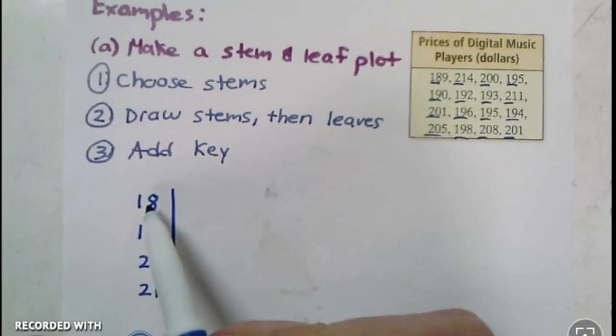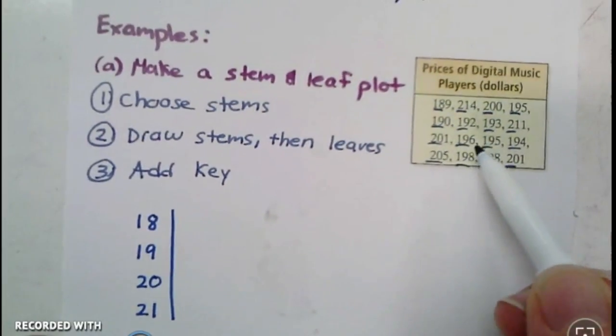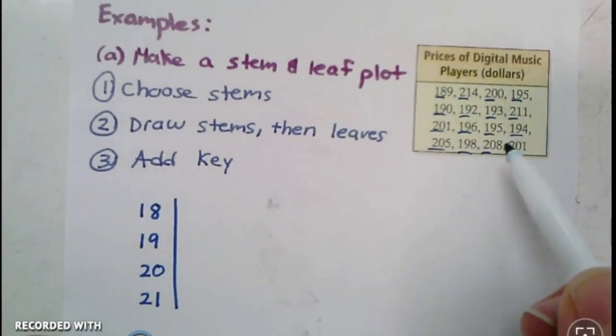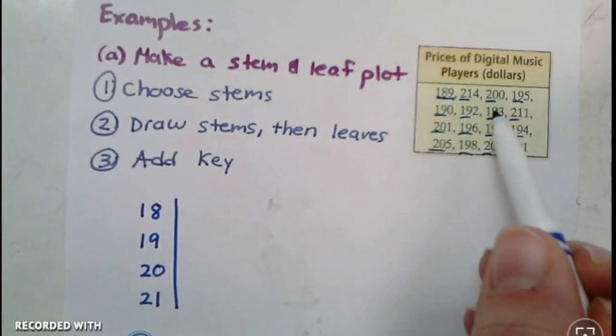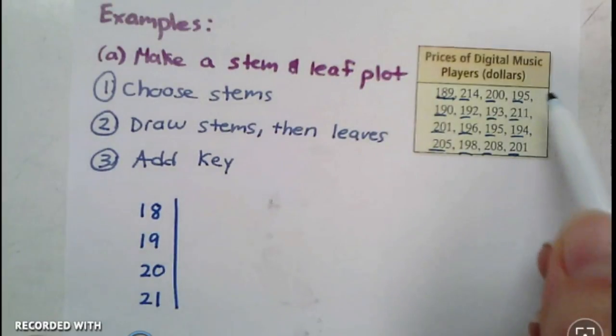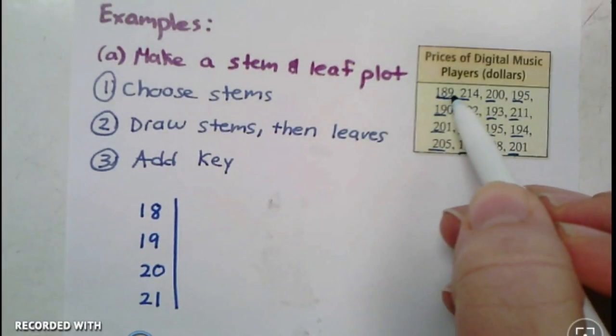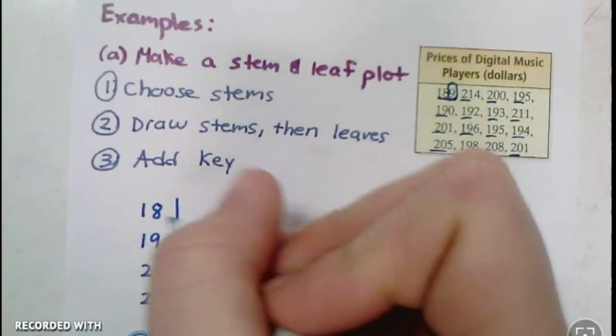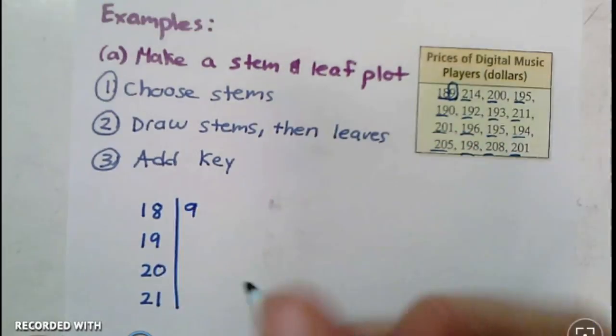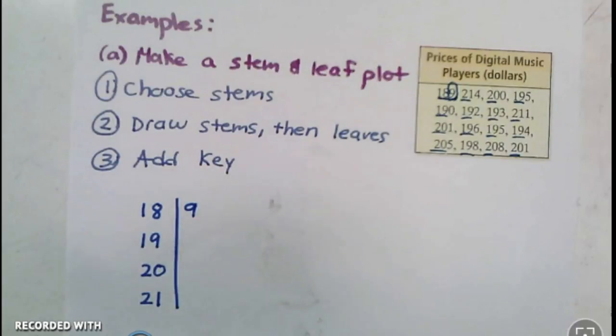I'm going to start with 18. I'm going to look for any numbers up here that have a stem of 18. And I got this one. Let's see. No other ones have 18. So that means my leaf is just going to be the last digit, which is the 9. And that means 189.